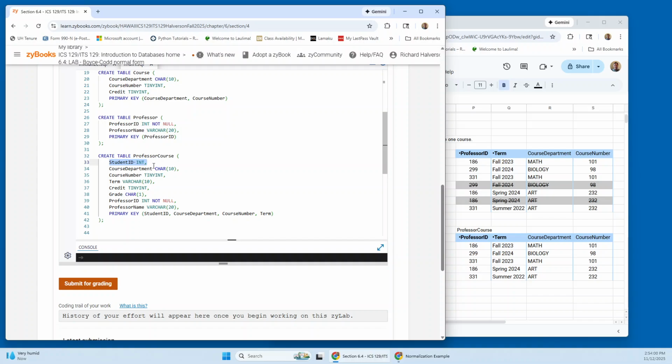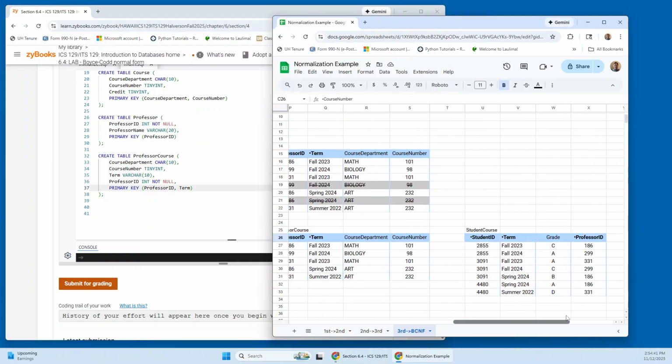It's not going to have student. Now these don't have to be in any kind of order here. Department, course number, and term, not credit, not grade. Professor ID, but not professor name. And the primary key is Professor ID and term. Okay, so that's Professor Course, and the last thing we're left with is Student Course.